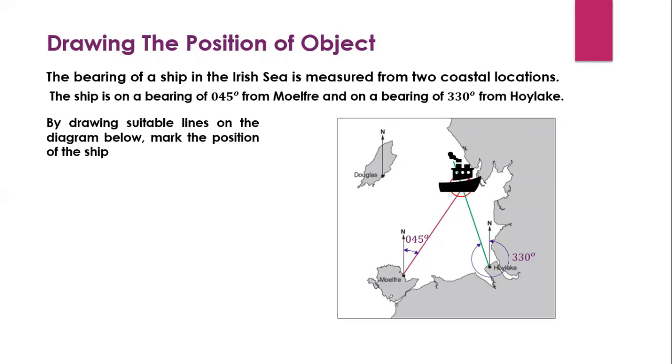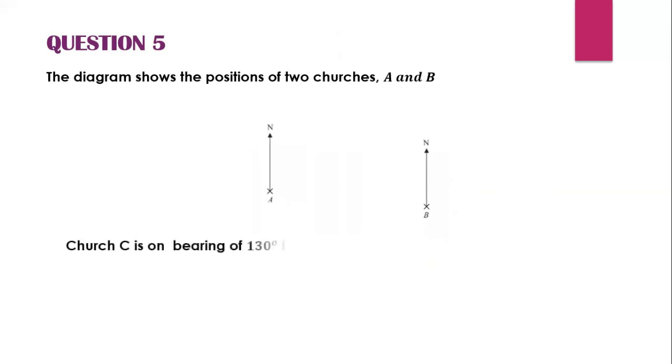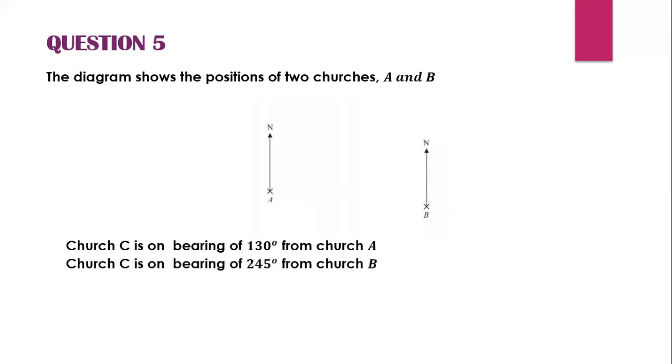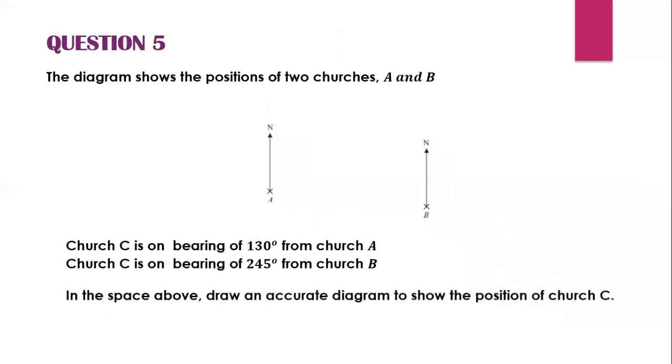Okay, students, now we go to the next. Question 5. This is your turn. The diagram shows the positions of the churches A and B. Look at the diagram. Church C is on a bearing of 130 degrees from church A, and church C is on a bearing of 245 degrees from church B. In the space above, draw an accurate diagram to show the position of church C. That's very easy, right? Mark the position of church C with a cross, X.